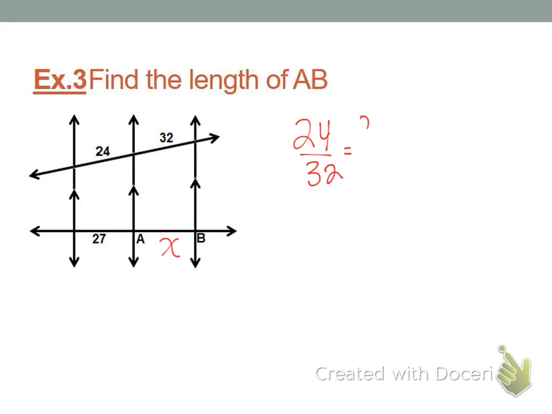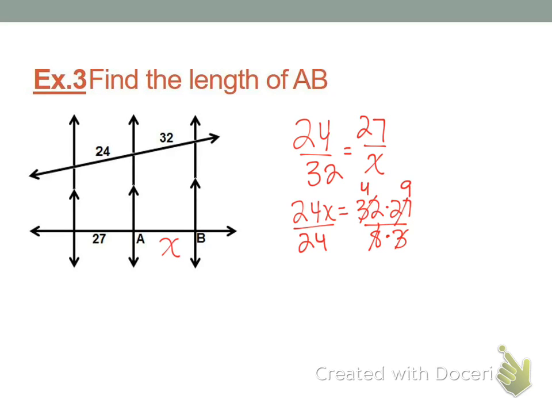Is equal to 27 over A. Good. Again, this is not the only correct option, but it's a good one, so we'll use it. So 24x equals 32 times 27. Divide both sides by 24. I'm going to make it a little easier on myself. Do 8 times 3. No matter how you do it, you should get x equals 36. AB is equal to 36.